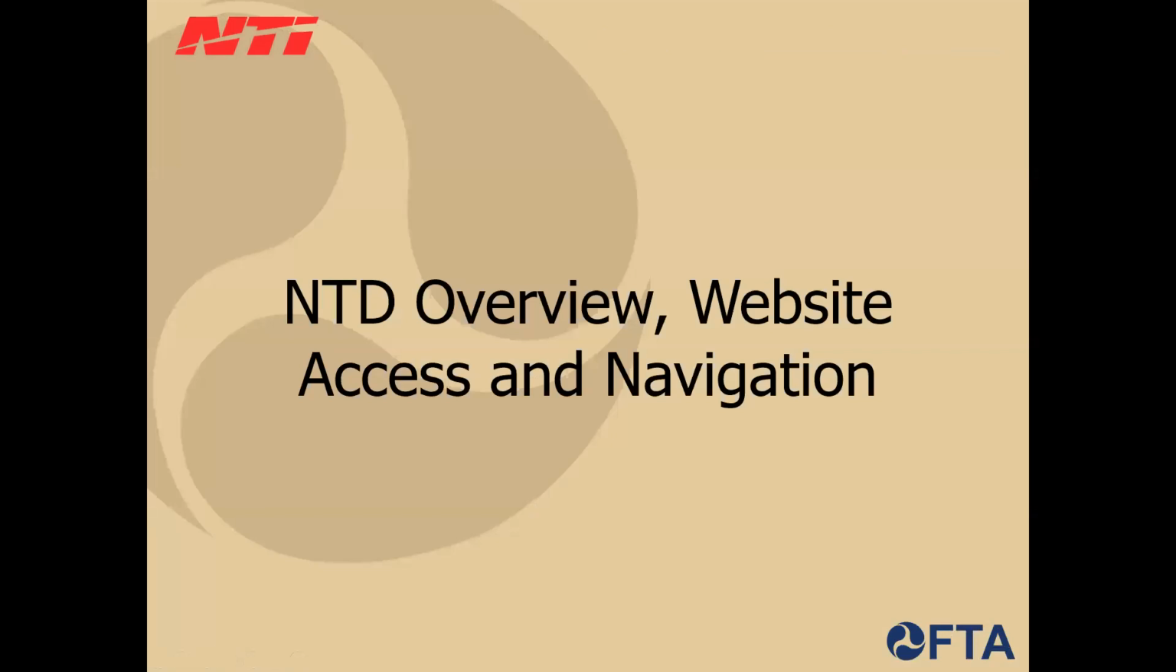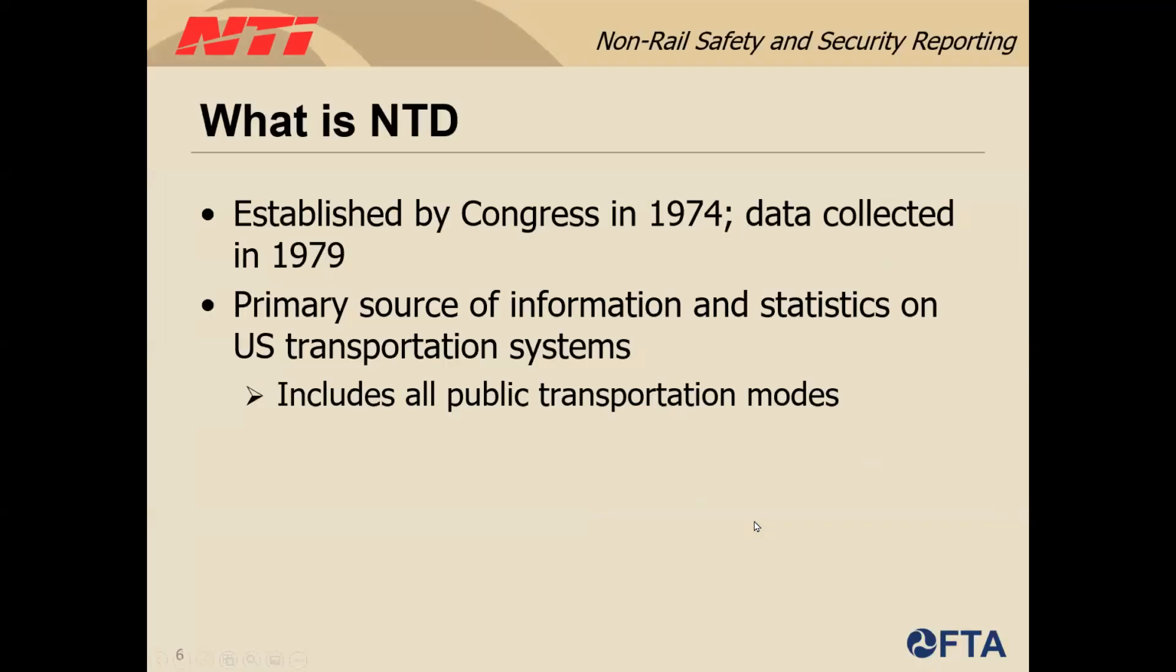All right, so first we're going to have a brief overview of the NTD system and discuss the website and navigation. In 1974, Congress established the National Transit Database Program as a means to collect information and statistics on transit systems in the United States. The first data was collected in 1979 via paper reports. Since then, the NTD has evolved into the nation's primary source of information and statistics on transit systems.